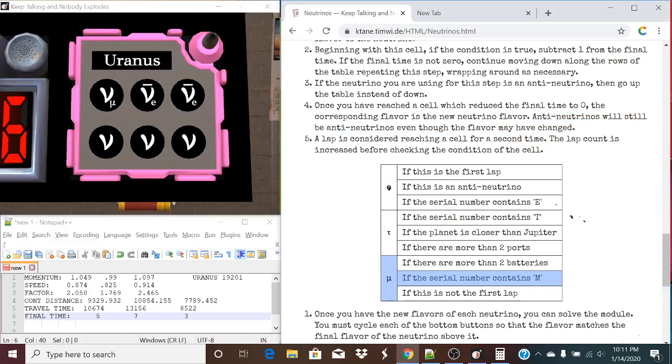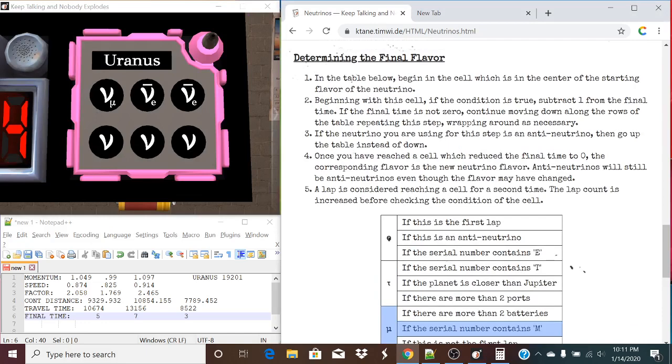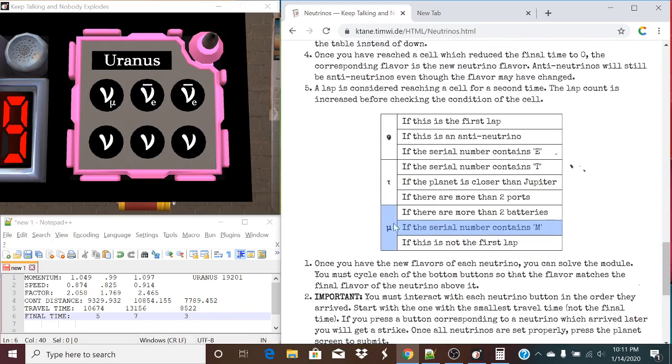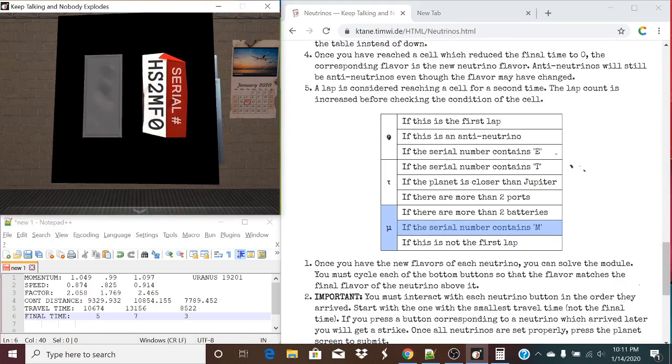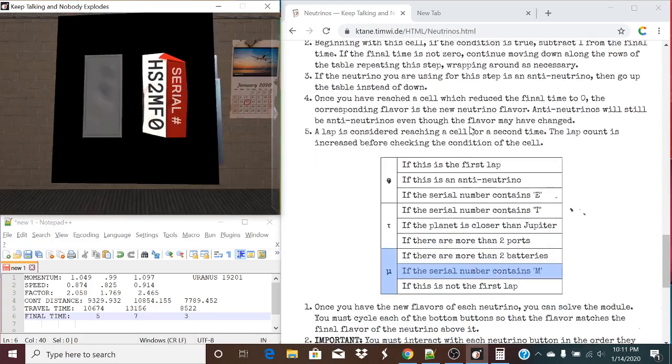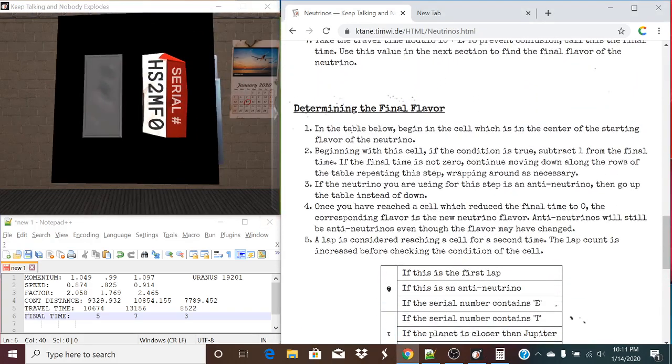Let's take a look at our first one. What are we working with here? We are working with a regular neutrino, so we're going to go down the table instead of up. Starting with this condition, if the serial number contains a mic, let's check. The serial number does contain a mic, so this condition is true. So we are going to subtract 1 from our final time and keep going until we reach 0.